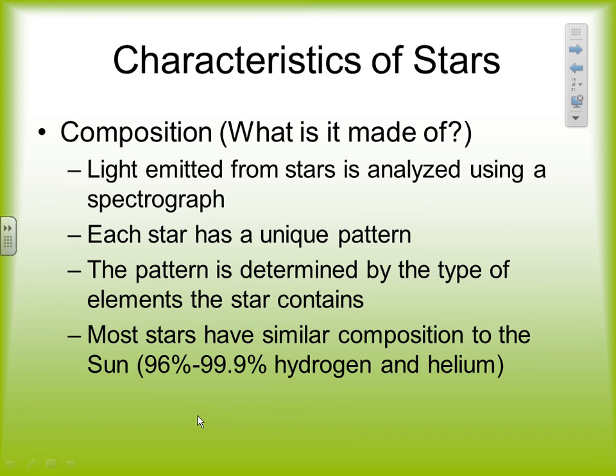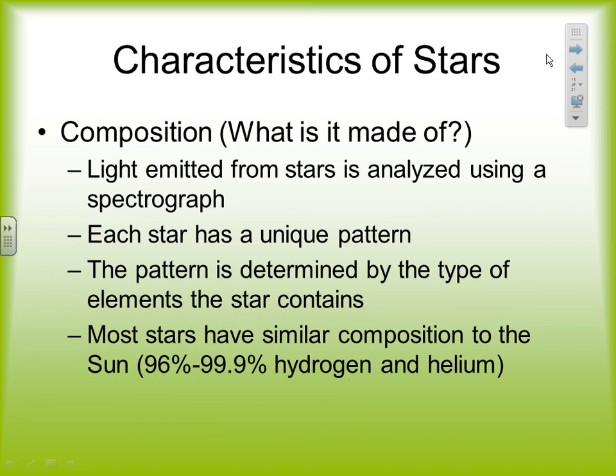Now, the ratio of hydrogen to helium is something that we'll talk about in just a second, because that determines how old the star is. But upwards of 96 to 99.9% of a star is made out of hydrogen and helium. Very similar to our sun. And like I said, the ratio of hydrogen to helium is different for different stars because that depends on how old they are and how long they've been around and all that stuff. Okay? Good there. All right.